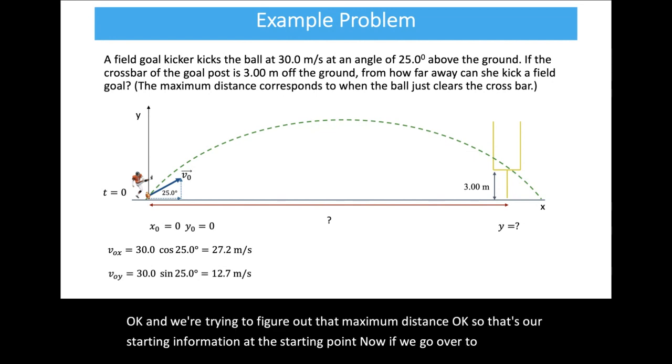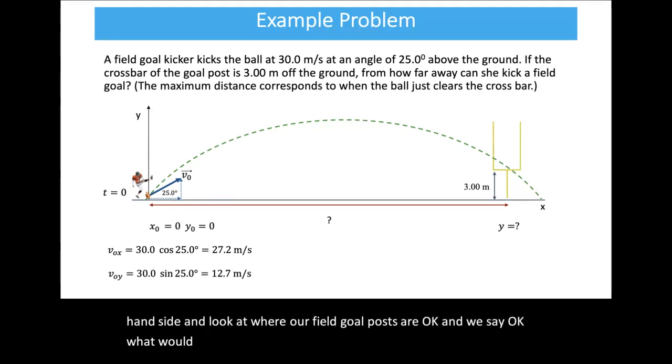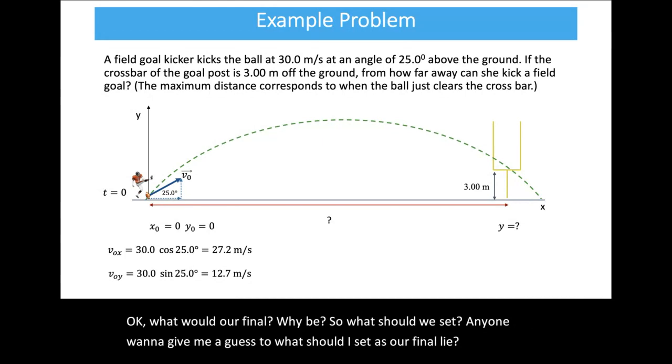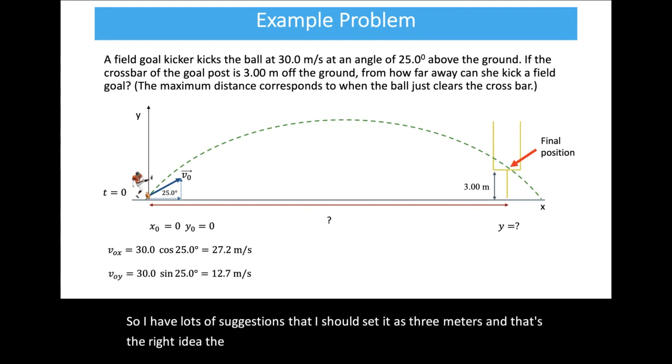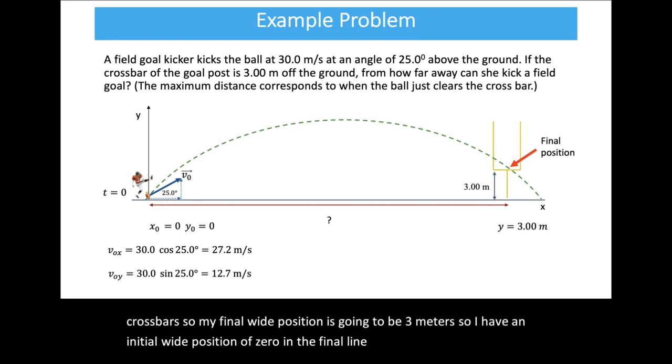Now if we go over to the right-hand side and look at where our field goal posts are, and we say, okay, what would our final y be? So what should we set? Anyone want to give me a guess as to what I should set as our final y? Okay, so I have lots of suggestions that I should set it as 3 meters, and that's the right idea. The final position is when the ball is just clearing the crossbars. So my final y position is going to be 3 meters. So I have an initial y position of 0 and a final y position of 3 meters.